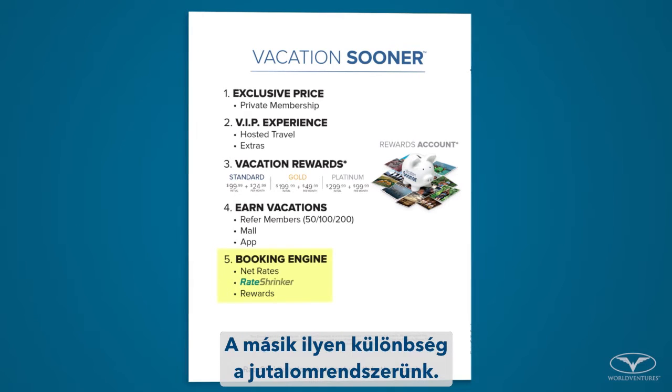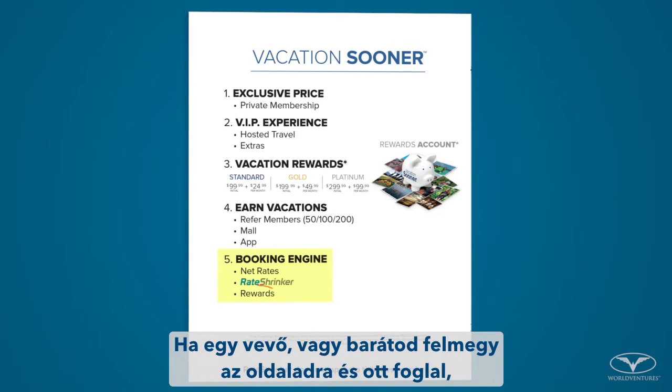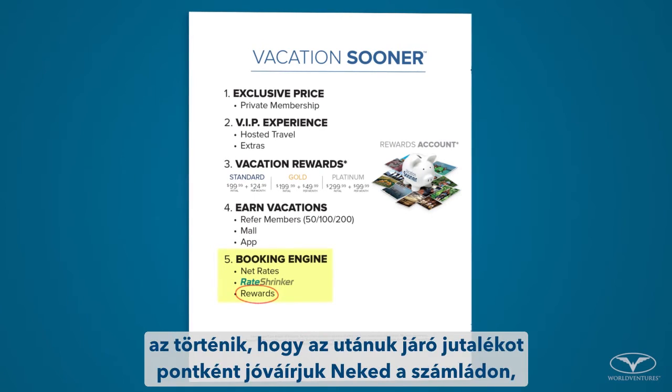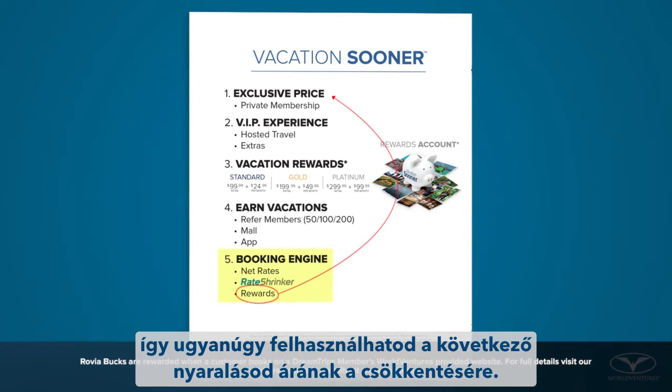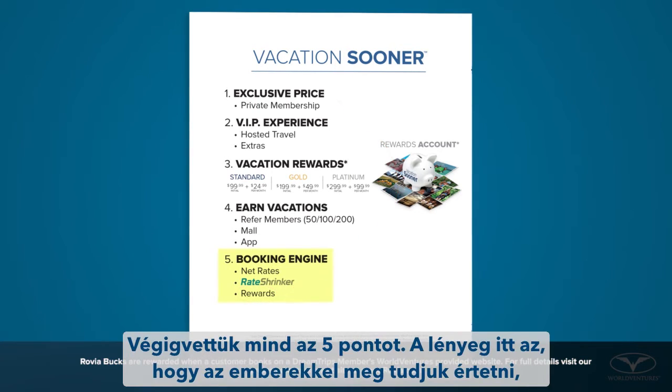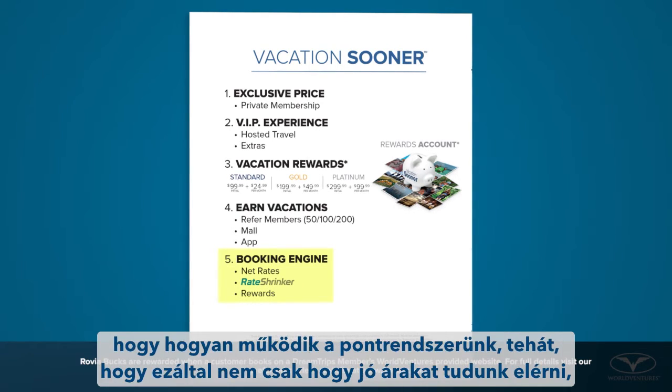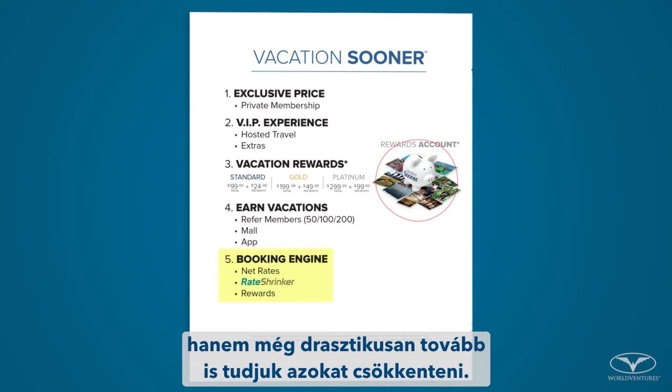But the other component is we've got a rewards component: if you have a customer of yours, a friend of yours, that goes to your website and they book on there, instead of commissions coming back, we convert that to rewards. And it goes back in here, which allows you to apply that towards your next vacation. So those are the 5 points. I think the point on this is just to help people understand that we've got this rewards account. That rewards account not only can get you a great deal on a vacation, but it can lower the price dramatically on things that you would normally do anyways in life.